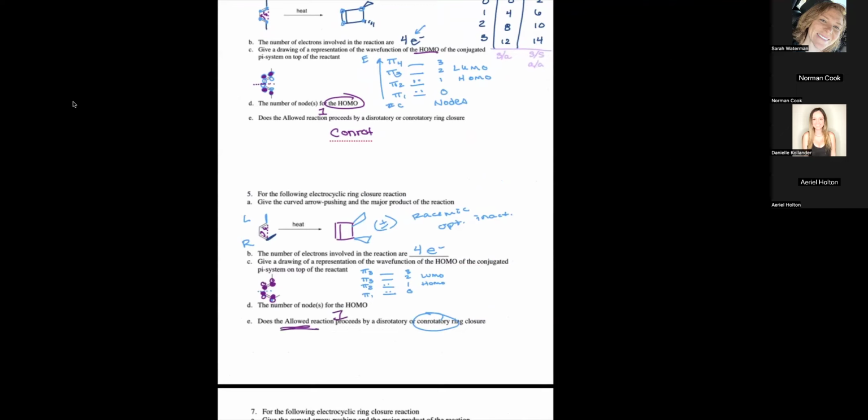And the allowed reaction, that's the thing: is this reaction allowed or not? Sometimes you will see a picture of a before and a picture of an after, a reactant and a product, and then it'll say, is this product allowed or not allowed? And you have to decide, depending on the number of electrons, whether it's disrotatory or conrotatory, and how many nodes there are, if the product is allowed or not. So in this case, the allowed reaction, because that's what we just solved for, is conrotatory. We figured that out back up here. Okay.